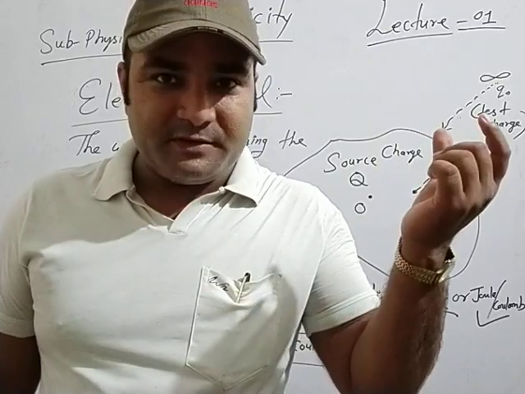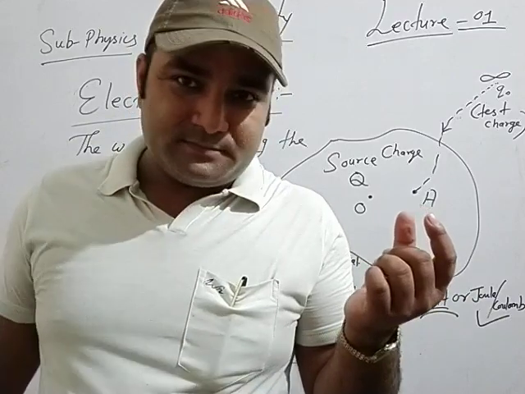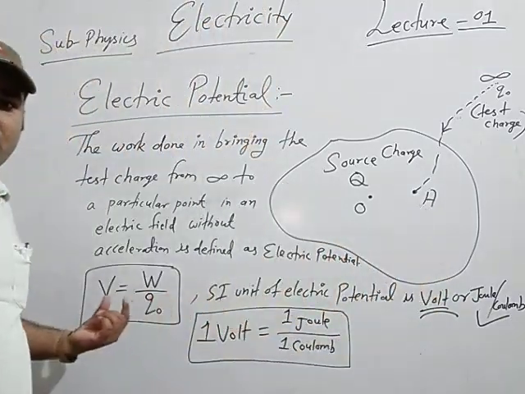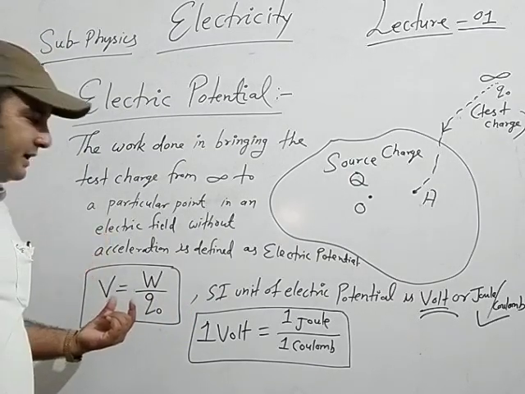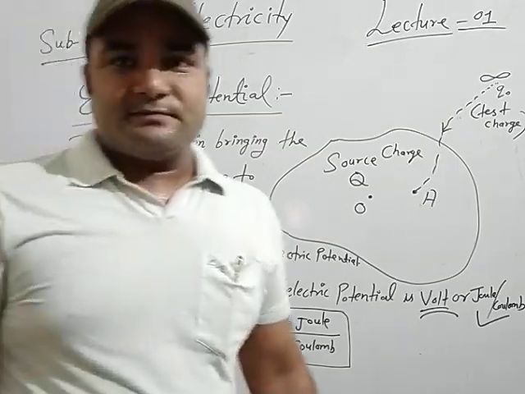So if 1 coulomb of charge whenever carrying from infinity to particular point A having 1 joule of work done, then the concept of potential is said to be what? 1 volt, and then 1 volt is equal to what? 1 joule upon 1 coulomb. Clear? Just note down this one.